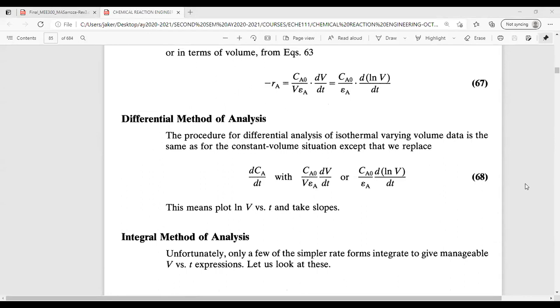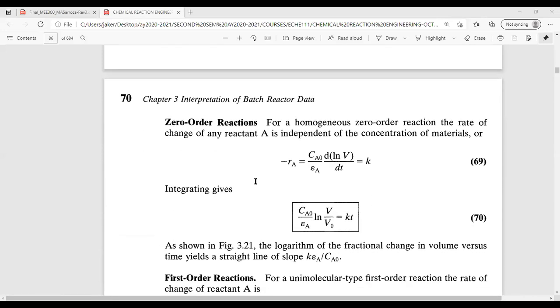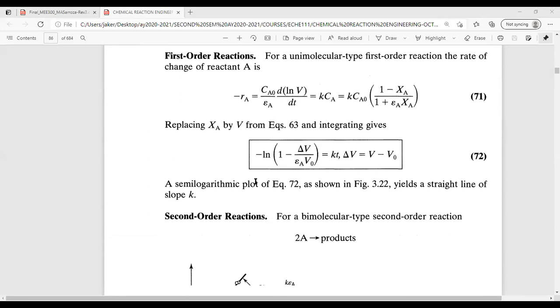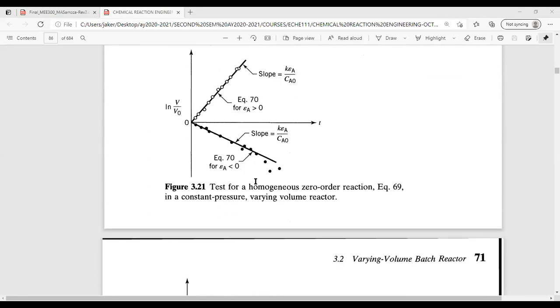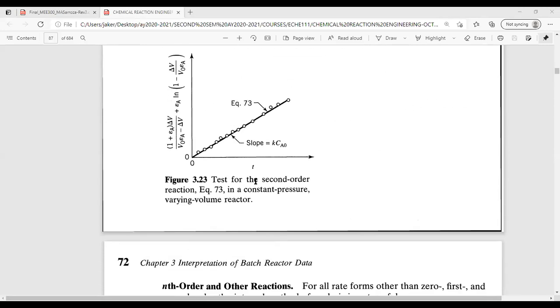There was not much focus on that, and the author is even suggesting that we use integral analysis for processing problems concerning varying volume data and batch reactor data. Now, these are the formulas that I have placed on the slides for you to use. And that's it. That's how short it is.